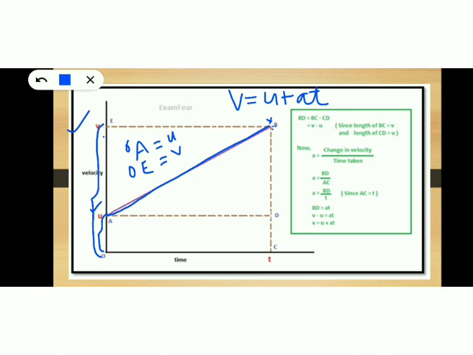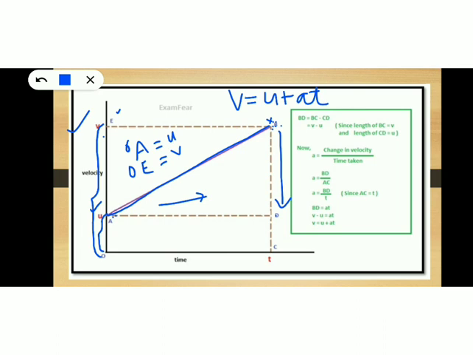Okay. So from the graph, draw two lines. One line normal to the y-axis, which meets at the point E, and another line normal to the x-axis, which meets the x-axis at the point C. Now from here, draw another line which joins A to D. This line, A to D.